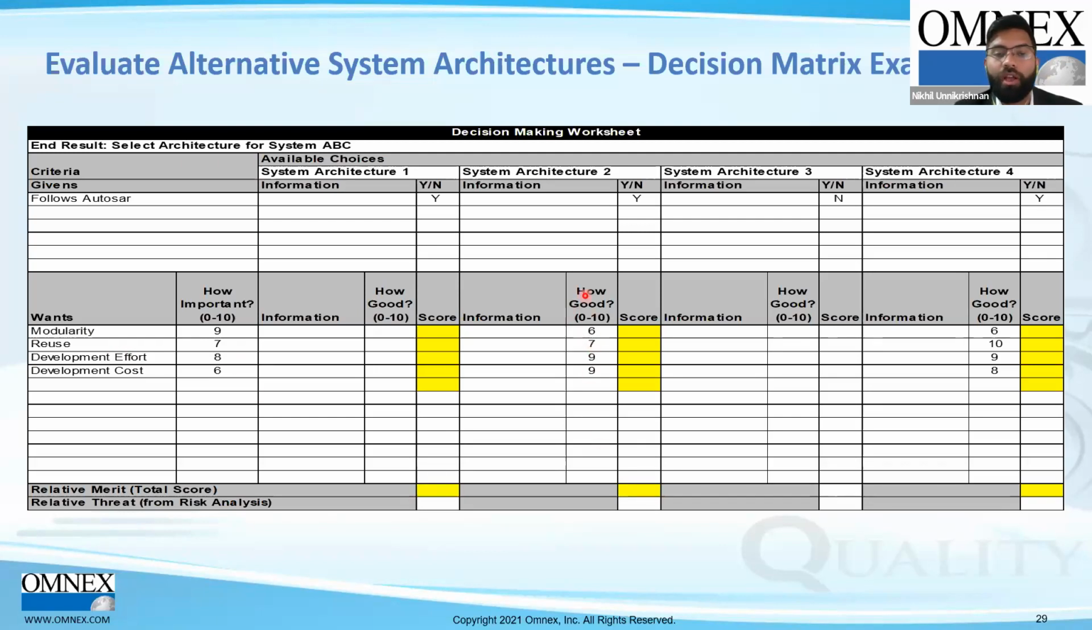So for example, you're saying how good, you can say for this one, I'm getting a 6, 7, 9, 9. Here also, here I'm getting a 6, 10, 9, 8. And then through a cross-functional review, you can come up with a consistent scoring that can multiply with how important, with how good it is, and then you can say this is the best option that I'm going with. So this is my best architecture that I'm selecting out of the options.